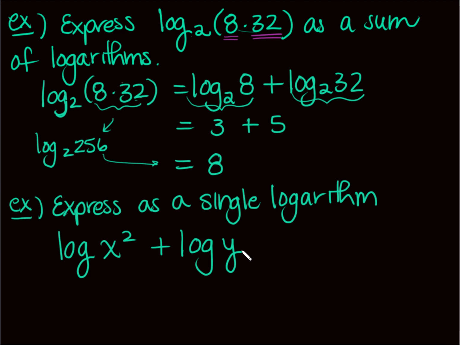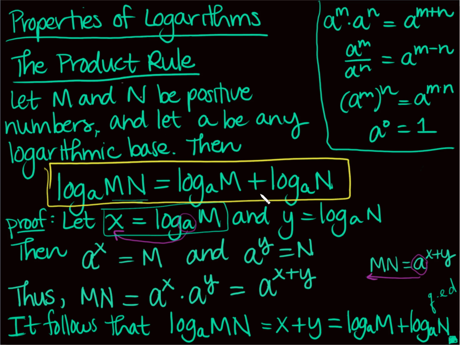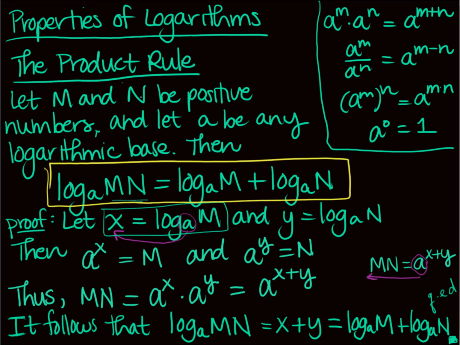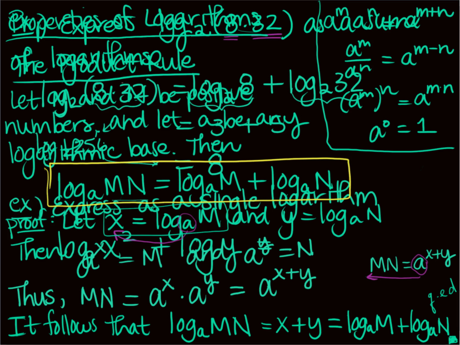Okay, so here we have log of x squared plus log of y. What base is this? Remember, this is what we call the common logarithm, and this is base 10 if there's nothing there. And really all we do here is we're going the opposite direction now. If I have addition, what does the addition become? It becomes a single logarithm and it becomes multiplication.